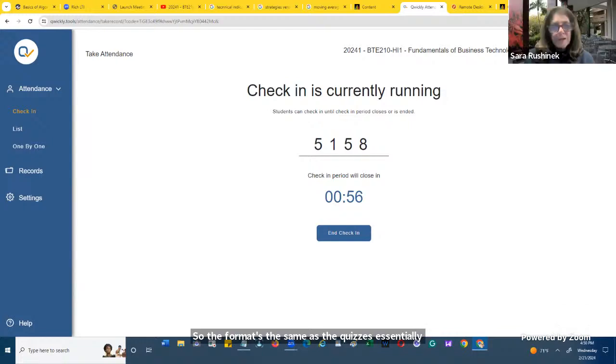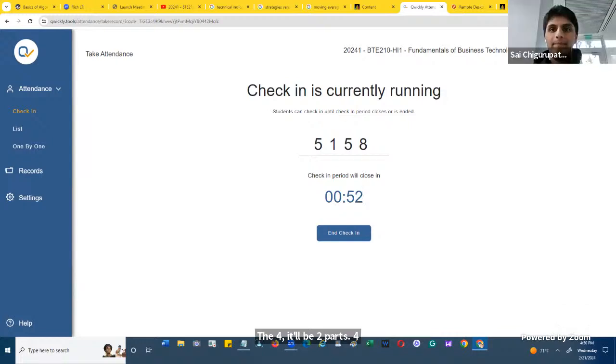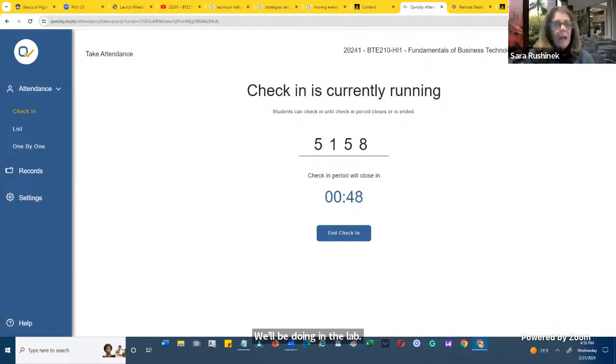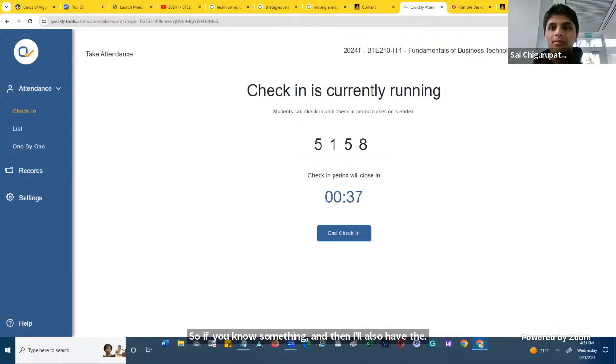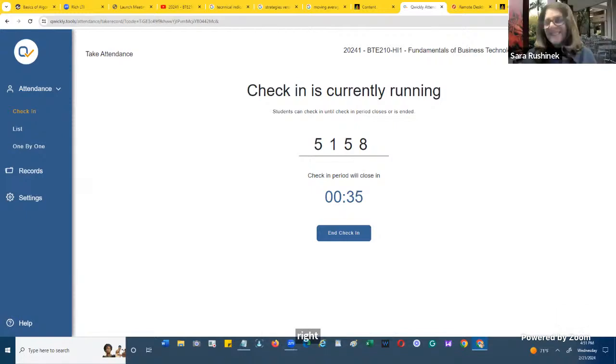There'll be two parts. We'll be doing it on the computer. We'll be doing it in the lab. You'll be sitting in the lab and I'll be there too. So if you know something, and I'll also have the IT staff there when things go wrong, right? And you'll bring your laptop, just in case. And then you'll take it, you'll have a multiple choice and you'll have open-ended. In the past, you'll have two questions for the open-ended.